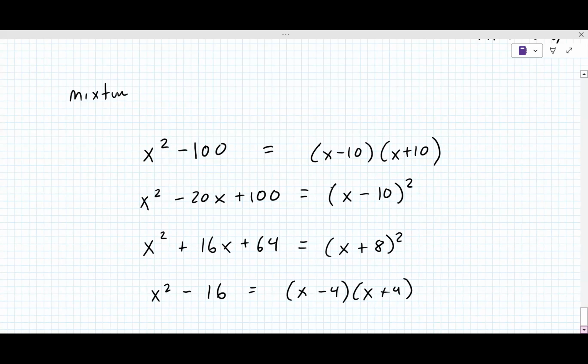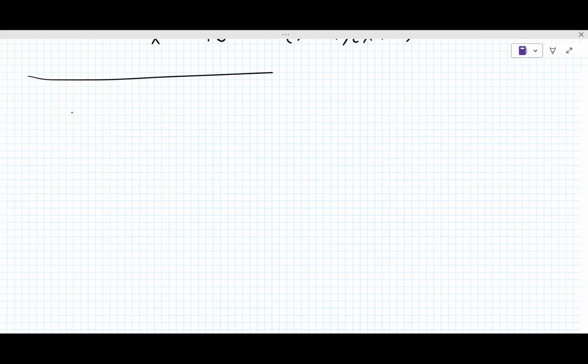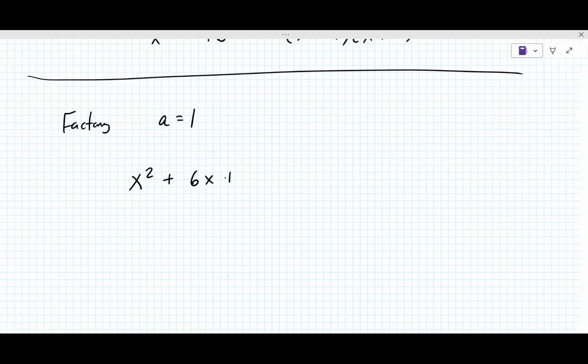Okay, so that's two of the three. The next type of factoring that you will see is what I call a equals 1. So it's something like this: x squared plus 6x plus 8. A equals 1 refers to this leading coefficient. In this case, you're looking for two numbers that multiply to 8, but they have to add to 6.